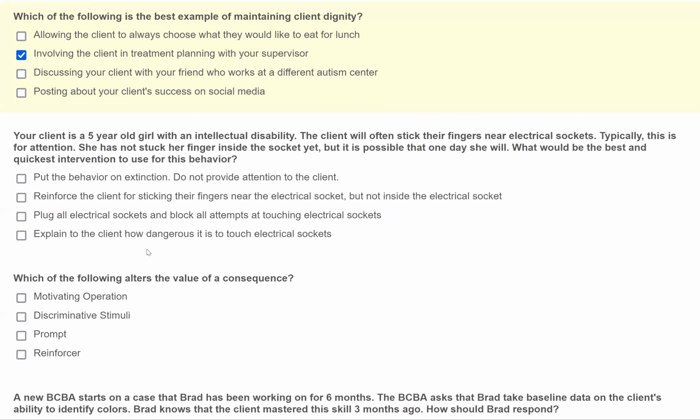And then D, explain to the client how dangerous it is to touch electrical sockets. Maybe, what if the client doesn't have a strong receptive vocabulary? They're not going to understand what we're saying. It's not going to do us any good. Best course of action here, to take immediate action and the quickest intervention, is to plug all electrical sockets and block all attempts at touching electrical sockets. At least in the meantime, we know the client won't hurt themselves while we develop another intervention.